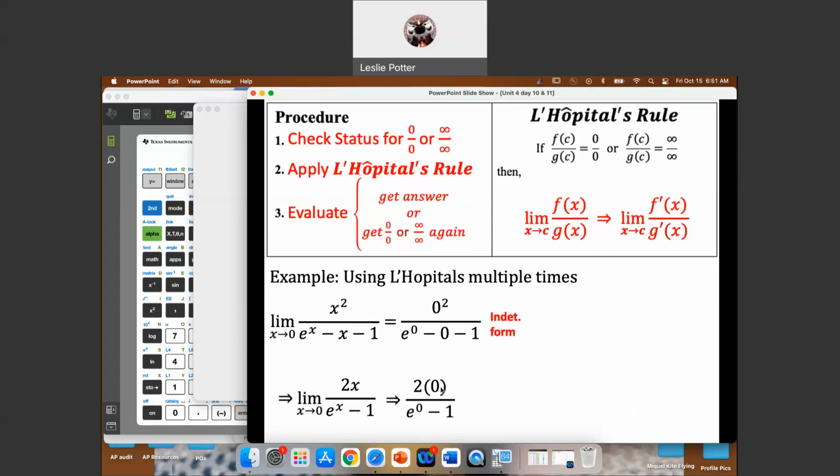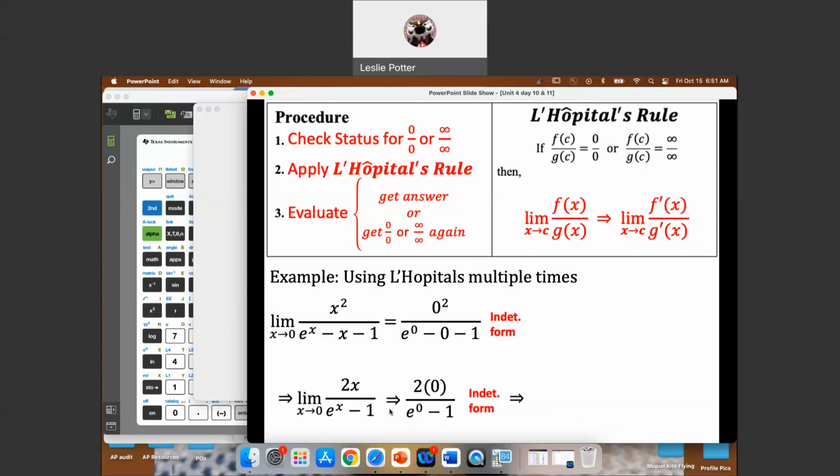But 2 times 0 is 0. And e to the 0 minus 1 is 0, right? Because e to the 0 is 1. Now, I'm not going to say 0 over 0 because, again, I don't have to simplify algebraic expressions, but I am going to state again that I have an indeterminate form. It's telling the grader that you're going to do L'Hopital's again, and it's appropriate to do so.